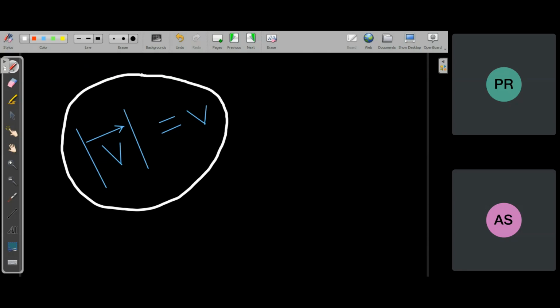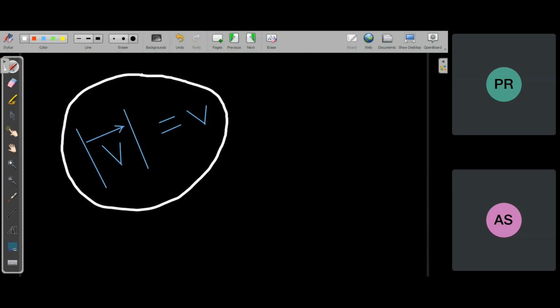Sir, in a_t equals r alpha, alpha is the magnitude of angular acceleration only. Yeah, everything is magnitude. Why are you only focused on alpha? a_t is also a magnitude, r is also a magnitude, so alpha is also a magnitude.